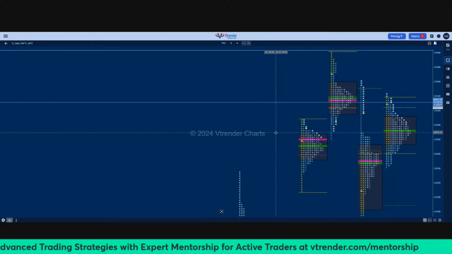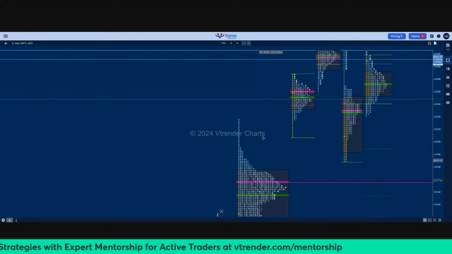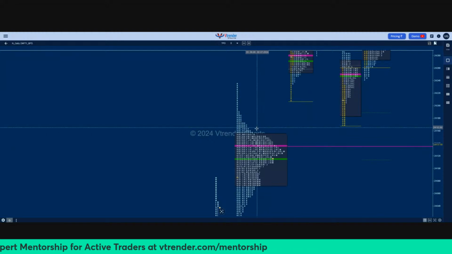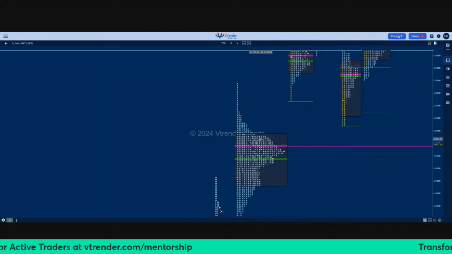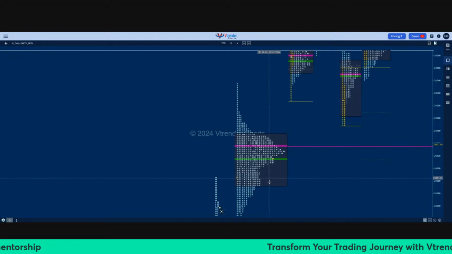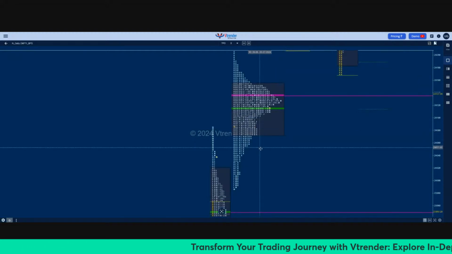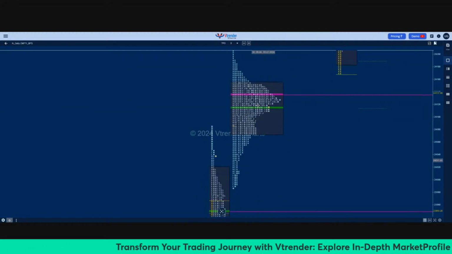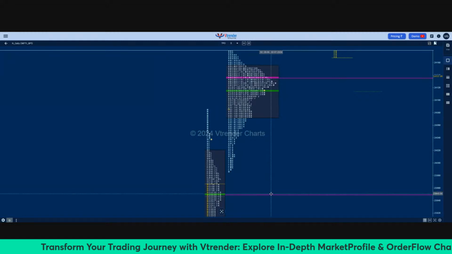On the downside, we have these VPOCs. You have this nice 3-day composite from 28th June to 2nd July. So if we probe lower, this would be our zone to watch. And if we further break lower, then we will have this 23950 as a lower objective for this week.